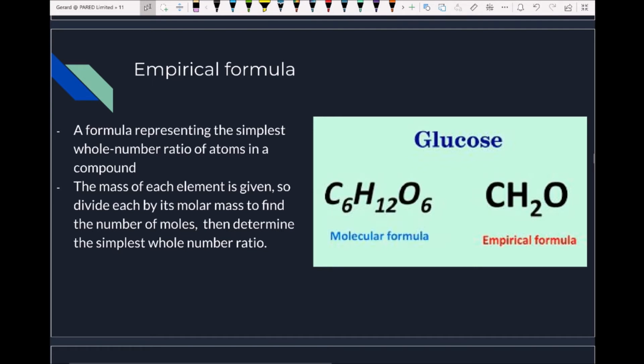Today we'll be looking at the empirical formula. The empirical formula is a formula that represents the simplest whole number ratio of the atoms within a compound. So let's have a look at our example here.